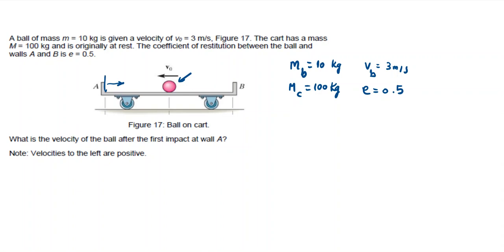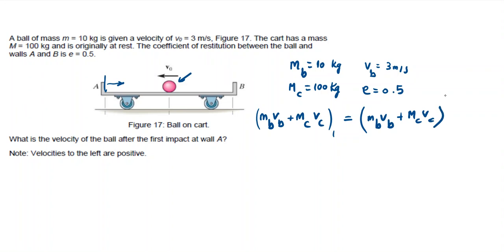This question is about conservation of linear momentum. We have the mass of the ball times the velocity of the ball, plus the mass of the cart times the velocity of the cart at stage one, before impact, has to be equal to the mass of the ball times the velocity of the ball prime, plus the mass of the cart times the velocity of the cart prime, at the second stage. And the coefficient of restitution, E, is equal to the velocity of the cart prime minus the velocity of the ball prime, over the velocity of the ball minus the velocity of the cart initially, before that. So this is equal to 0.5.